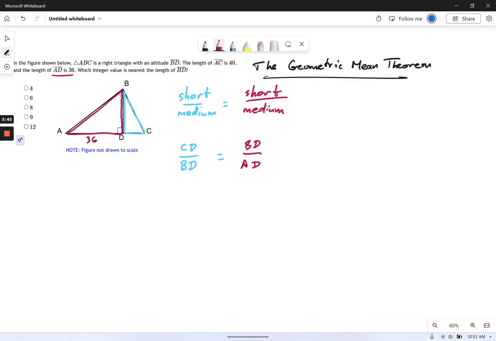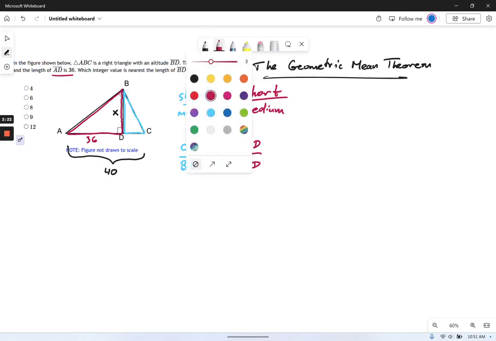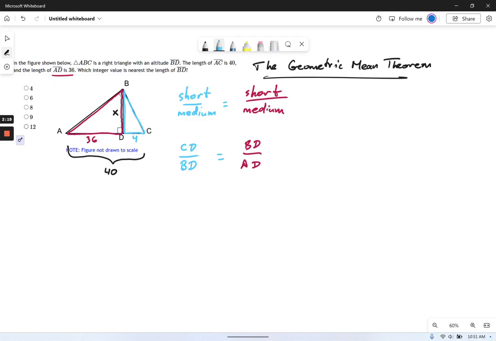What integer is nearest the length of BD? So we want to know what BD is. Okay, I'll put that in black right here. This is our X value. And we're given 36 for AD, and we're also given AC, which is this long one right here. So if that is 40 and 36 is AD, then I can do some basic subtraction and say, okay, well that means CD must be 4.